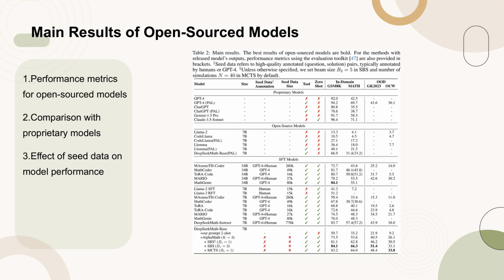Table 2 presents the main results of various models, highlighting the performance of open-source models in bold. The table includes performance metrics for models where outputs have been released, using the Evaluation Toolkit 47. It also notes the impact of seed data, which refers to high-quality annotated question-solution pairs, typically created by humans or GPT-4. The default settings for beam size and step-level beam search, SBS, and the number of simulations in Monte Carlo Tree Search, MCTS, are also specified unless otherwise noted.